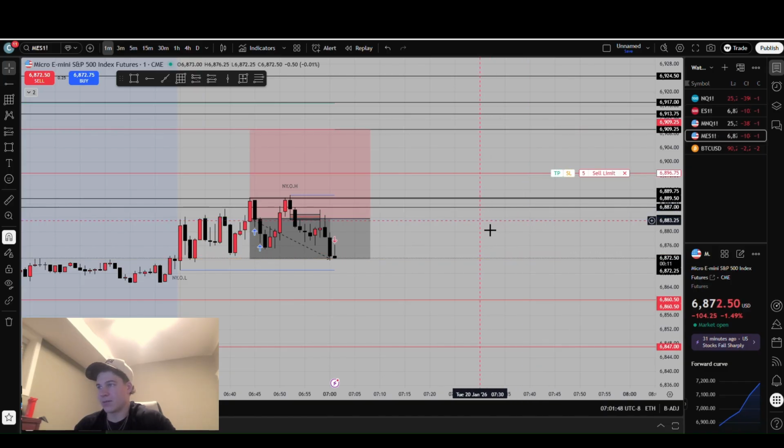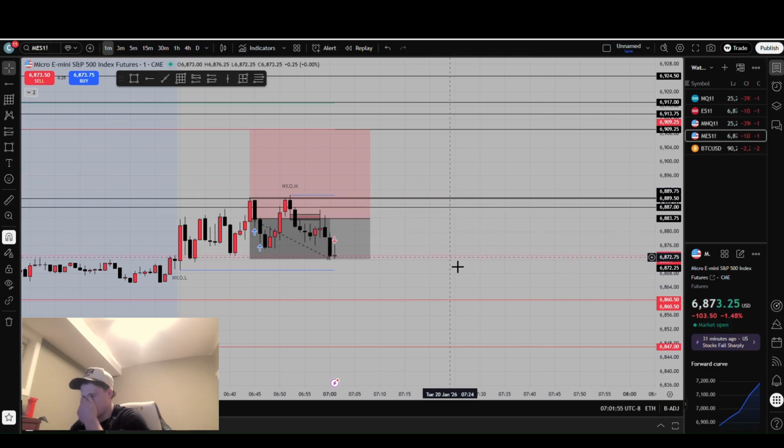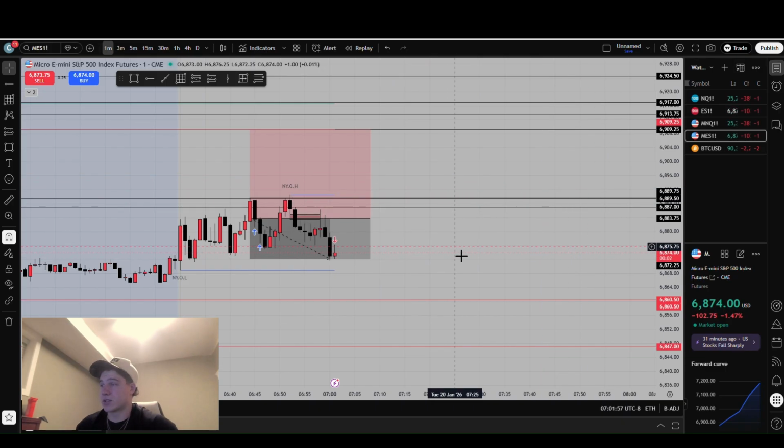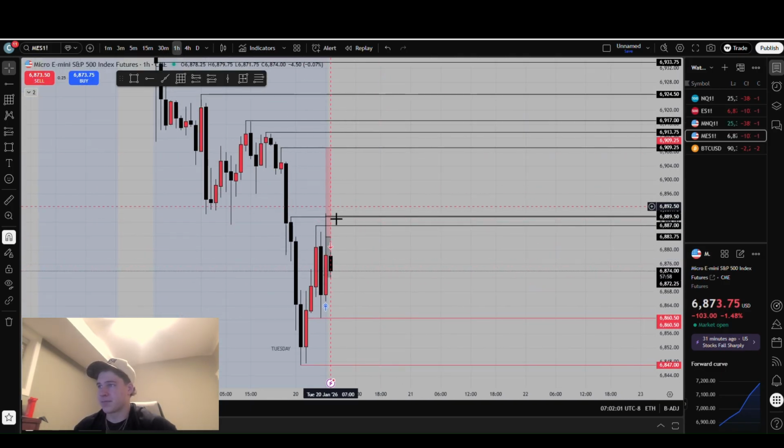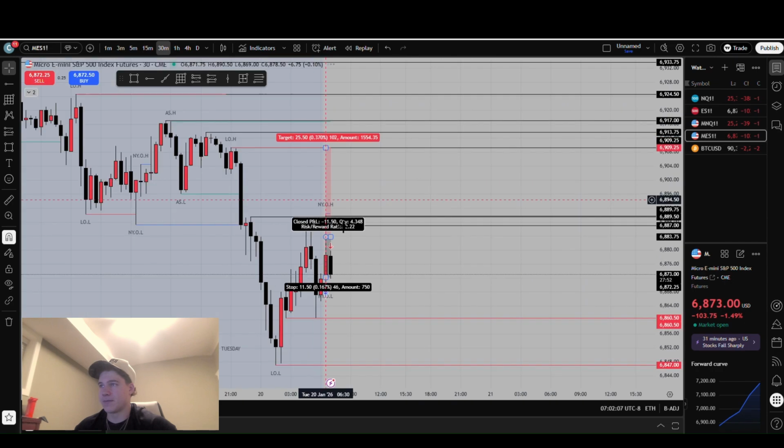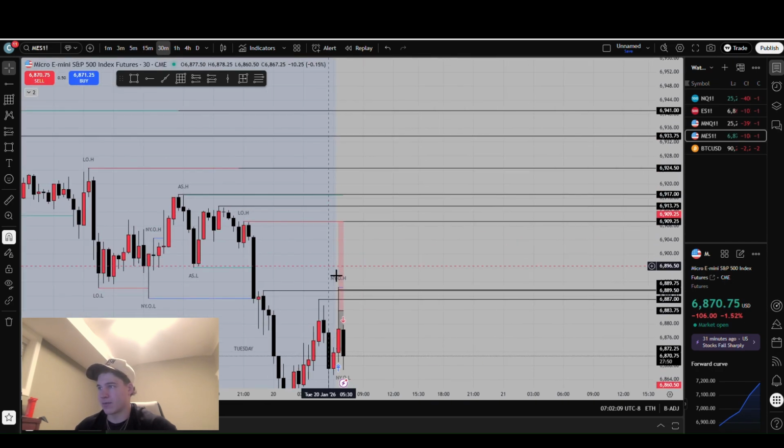Okay, stopped out. Can't do anything with this. I wanted to be in longs. We inverse this 1 hour gap, right? We have this imbalanced price range up here. We have 30-minute draws on liquidity. All of these up here, right?